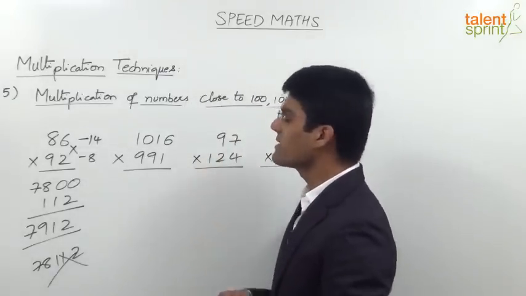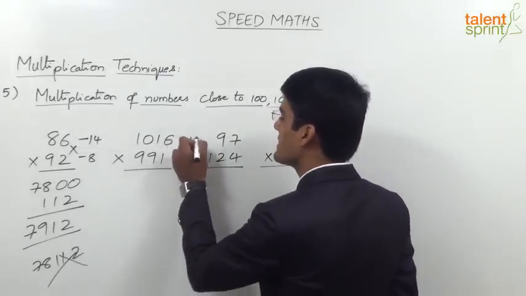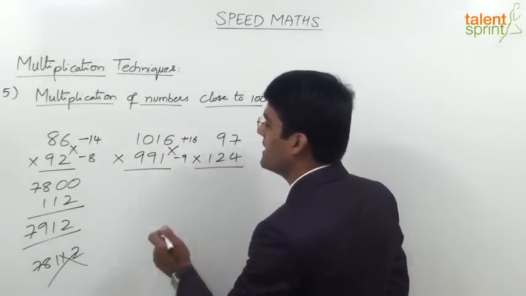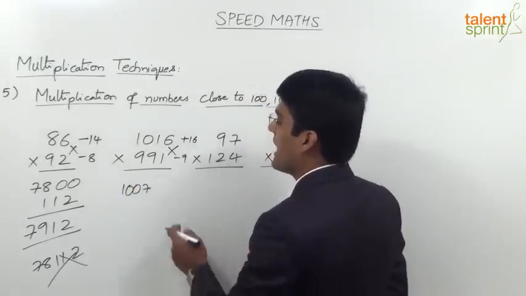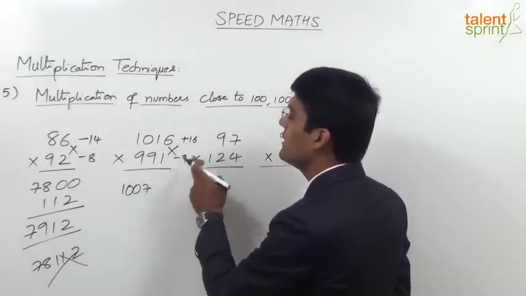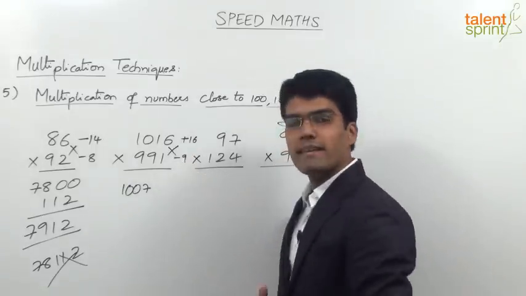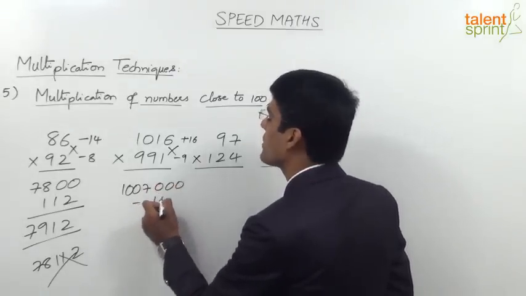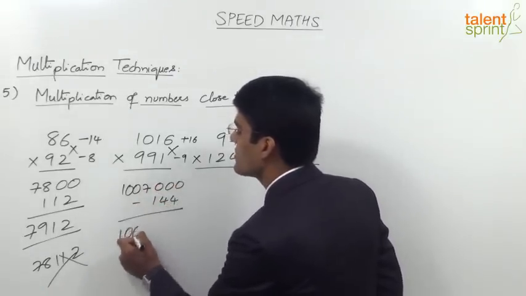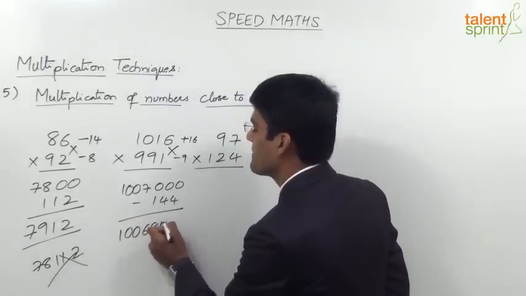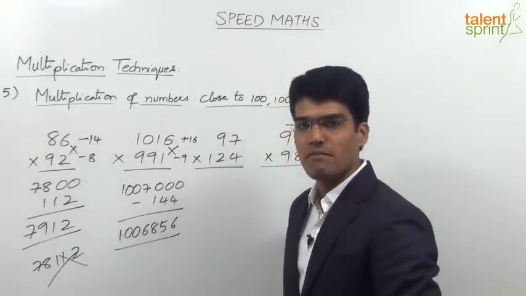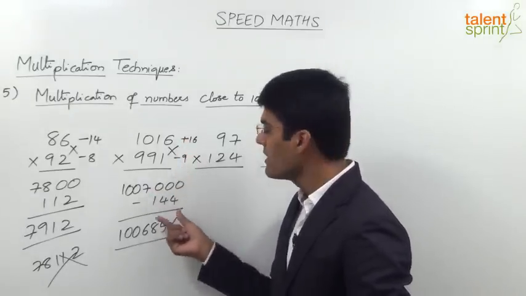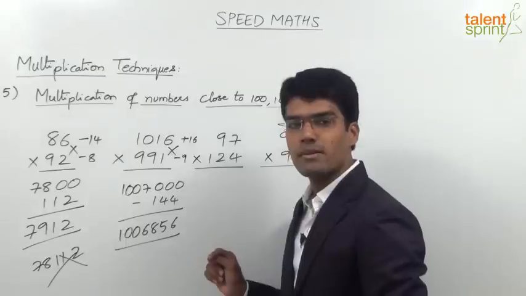The next one is 1016 into 991. So 1000 plus 16 and 1000 minus 9. Now 1016 minus 9 is equal to 1007, and we have three zeros after this. 16 into minus 9 is minus 144. So from this result, we need to subtract 144. So the final answer would be 1006856. That is 10 lakhs 6,856. So always we need to take care of the number of zeros. Here we have three zeros, but since the product is negative, it is better that we write down the zeros and then subtract to get the required answer.